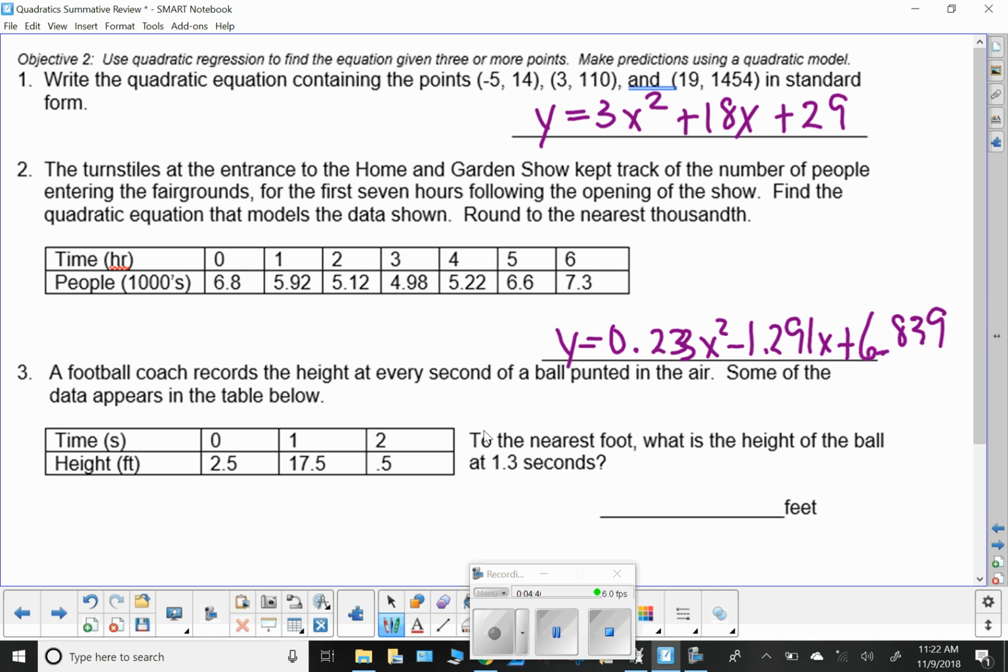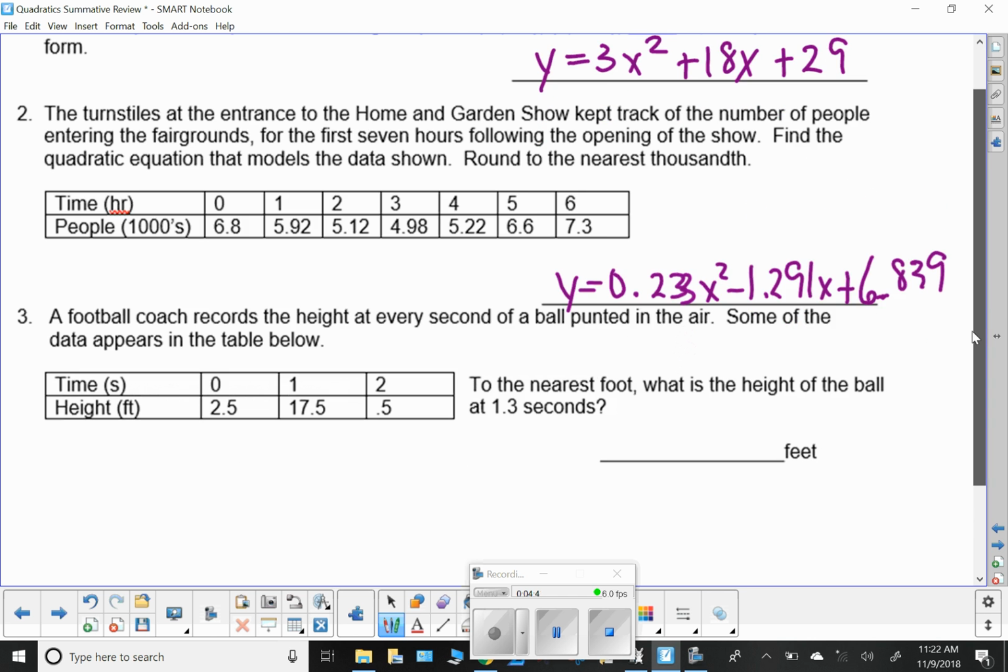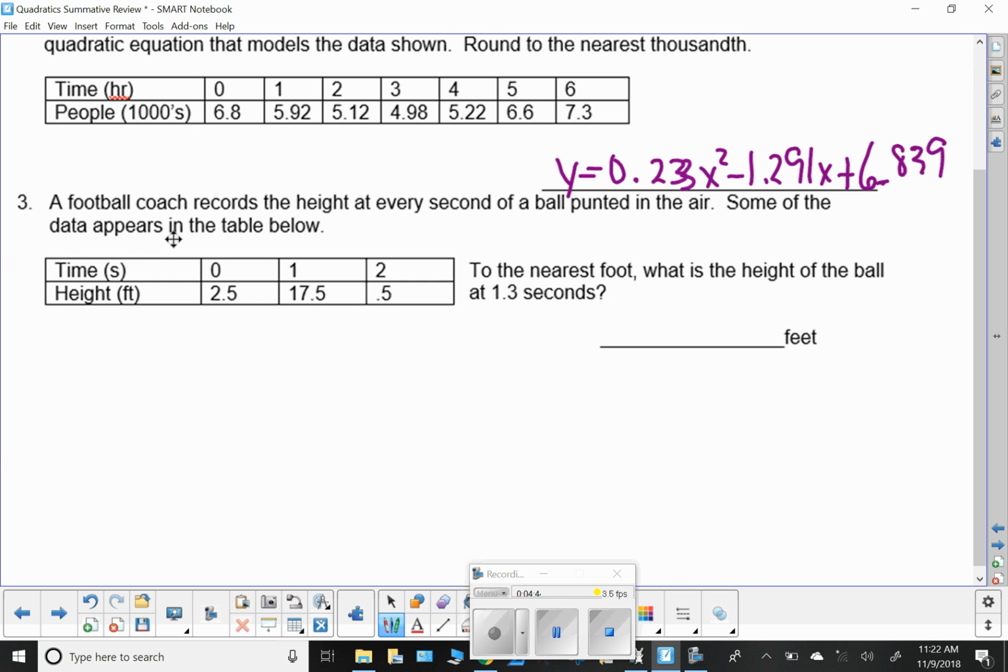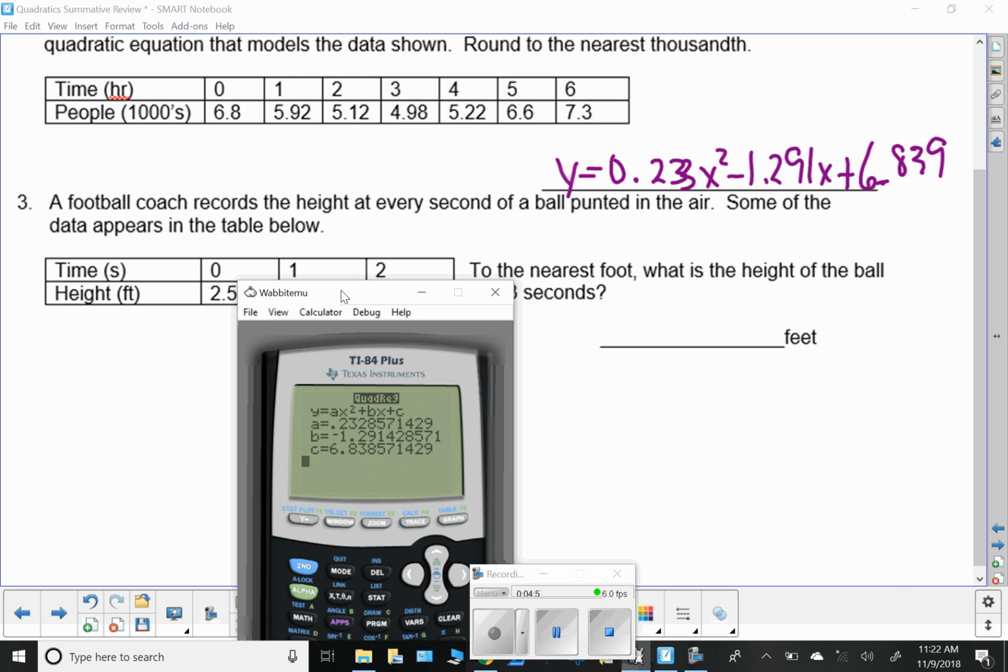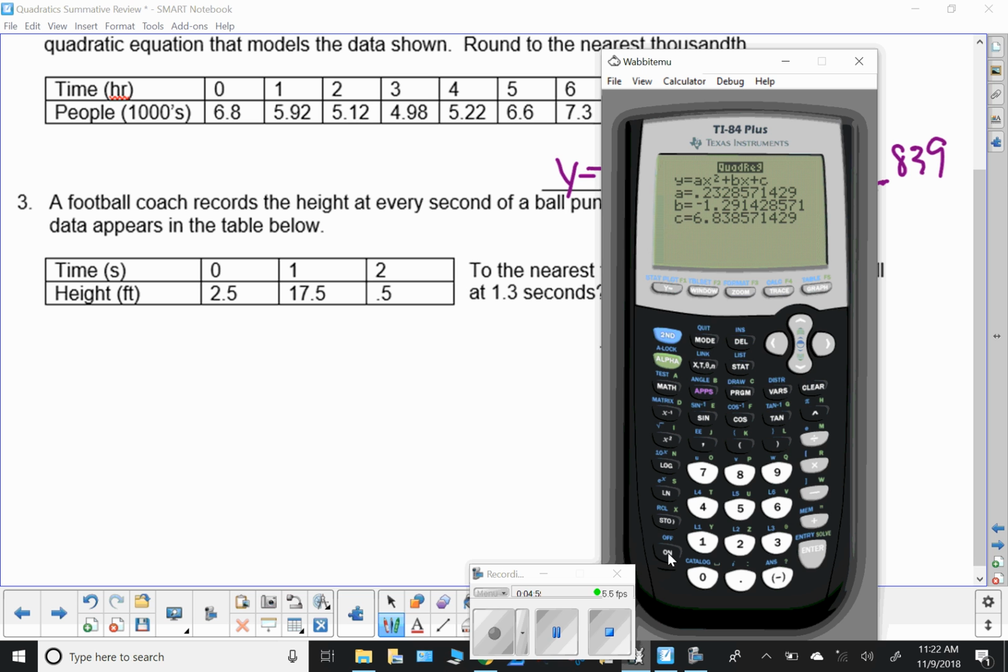So far, so good. This is just button pushing. The next one: a football coach records the height at every second a ball is punted in the air. Some of the data appears below. To the nearest foot, what is the height of the ball at 1.3 seconds? This is the one where I don't care about the actual equation. I just care about the data.